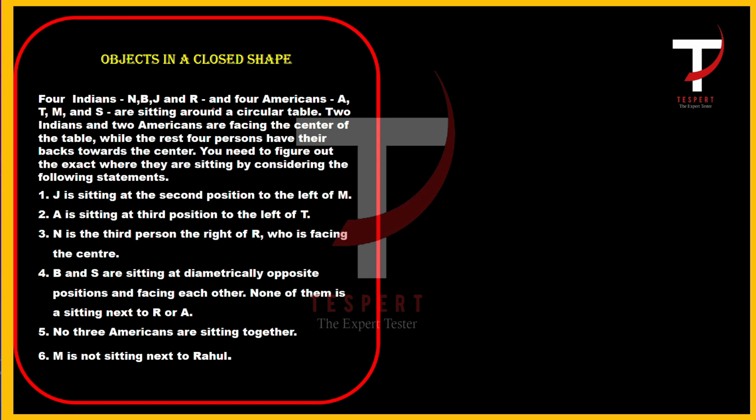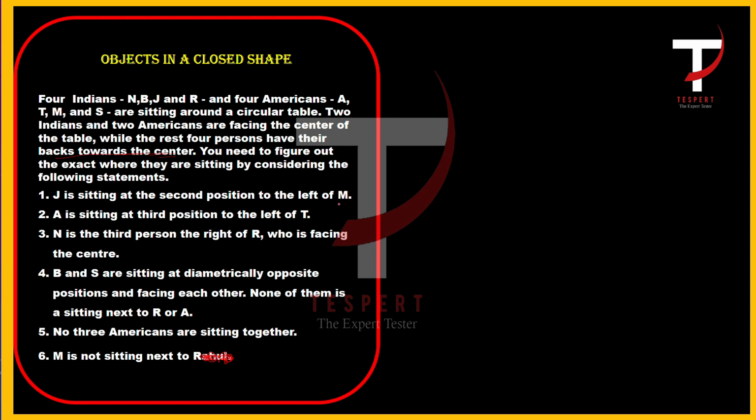Okay, so four Indians, N, B, J and R, and four Americans, A, T, M and S, are sitting around a circular table. Two Indians and two Americans are facing the center, while the rest four persons have their backs towards the center. That means facing away from the center. Okay, so you need to figure out exactly where they are sitting by considering the following statements.